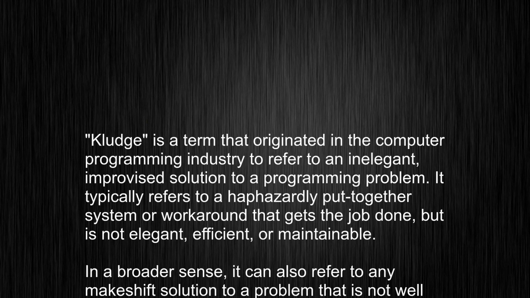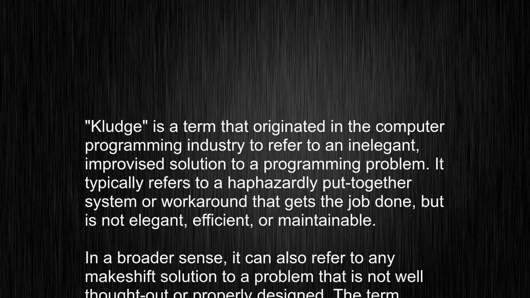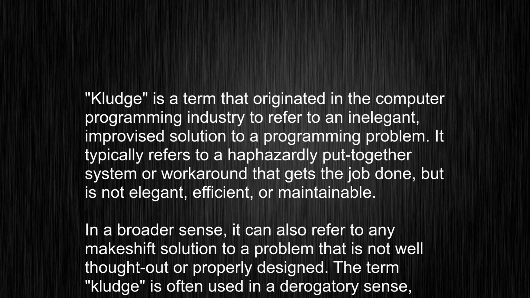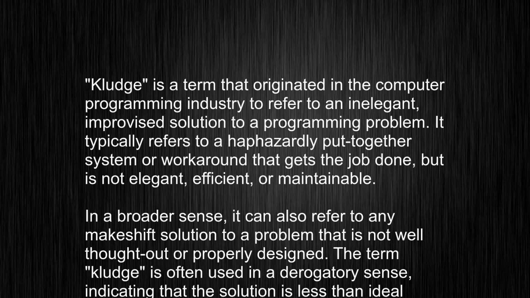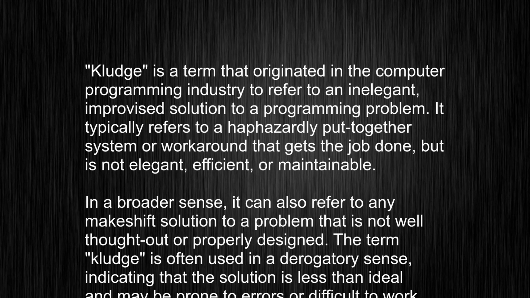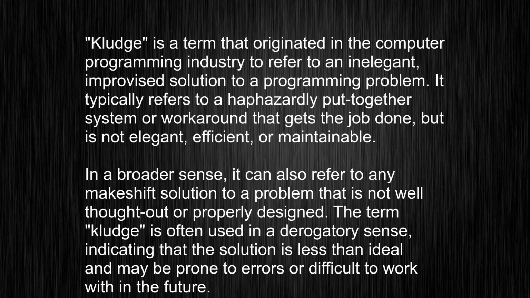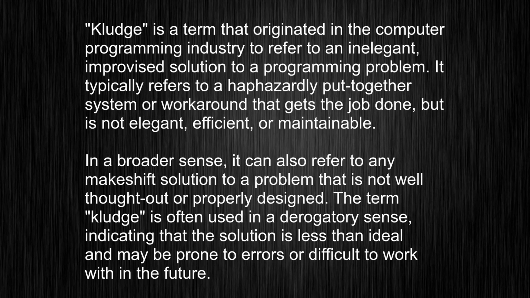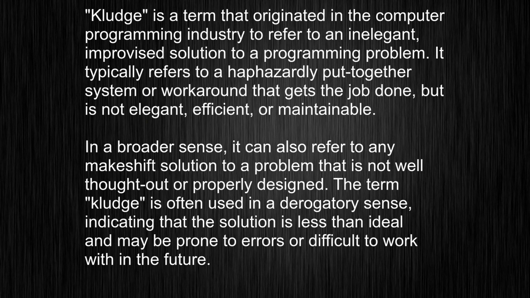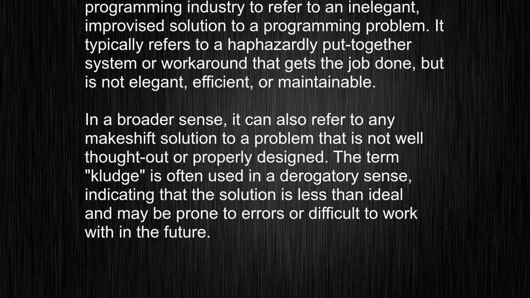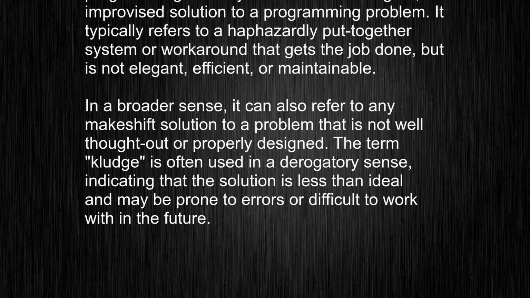Kludge is a term that originated in the computer programming industry to refer to an inelegant, improvised solution to a programming problem. It typically refers to a haphazardly put-together system or workaround that gets the job done, but is not elegant, efficient, or maintainable. In a broader sense, it can also refer to any makeshift solution to a problem that is not well thought out or properly designed.